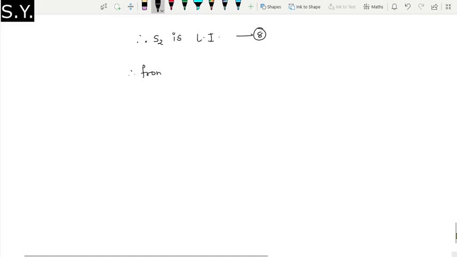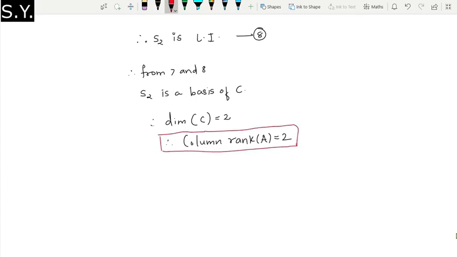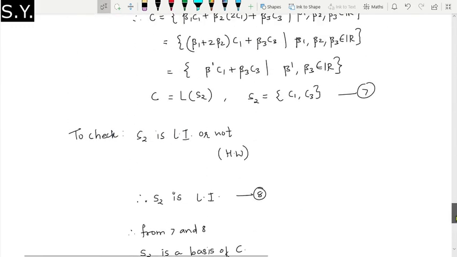Therefore from 7 and 8 you can say S2 is a basis of C, and therefore what is dimension of C? It is 2, and therefore column rank of A is nothing but 2. That is what we wanted to find. So for this example we have found column rank and row rank, आणि column rank 2 आलेली आहे आणि row rank सुद्धा काय होती? 2च होती. ओके, so this is about example on row rank and column rank.